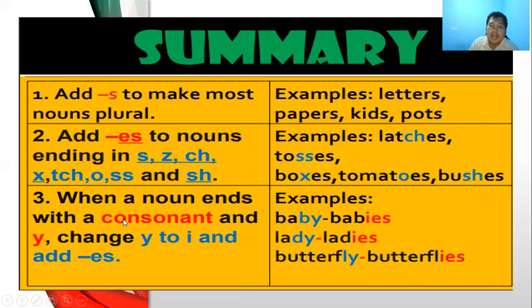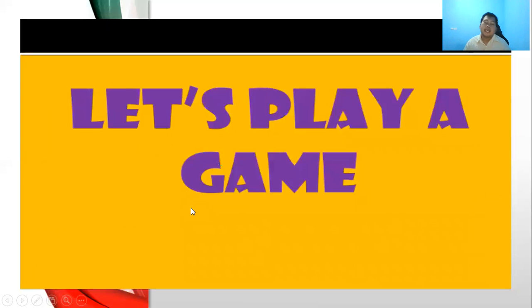Number three. When a noun ends with a consonant and y, change y to i and add es. Here are the examples. Baby, babies; lady, ladies; butterfly, butterflies. So we change y to i and add es. Okay? So let's play a game.